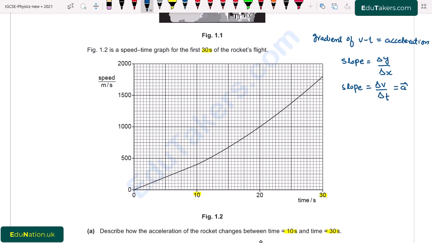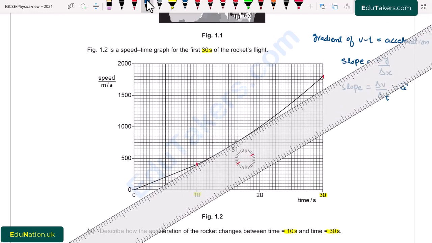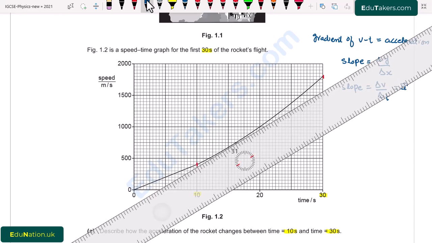So we can simply say that the gradient of velocity time graph, that is also the slope, is equal to the acceleration. In part A, we have to describe how the acceleration of the rocket changes between time t equal to 10 to 30 seconds. First of all, I mark a point at time t equal to 10 and time t equal to 30 seconds. Here we can see that the speed time graph is a curve. Then we draw the tangent at different points on this curve. If I consider this point and draw the tangent, it will be just like this.